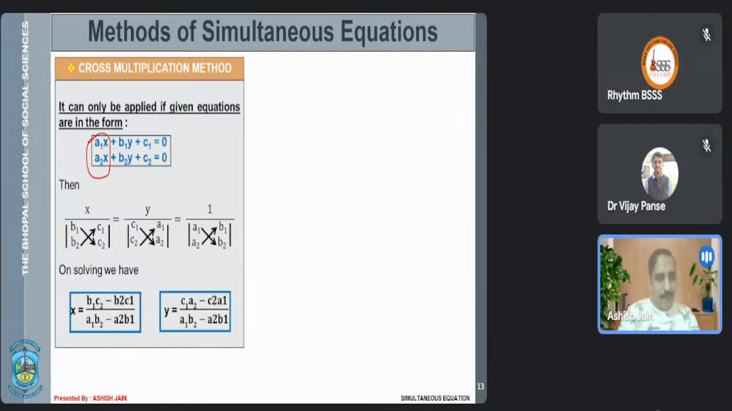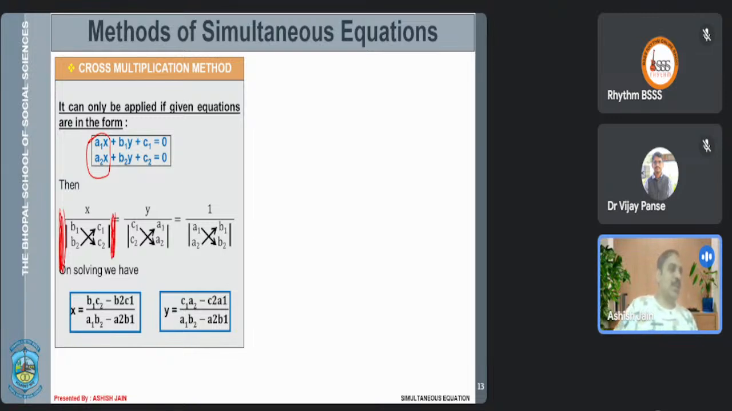Then we put a cross like this, from b1 to c2, b2 to c1, and you enclose this whole calculation in bars. Okay, we have put the bar here like this. This is called a bar. It is a line like this.